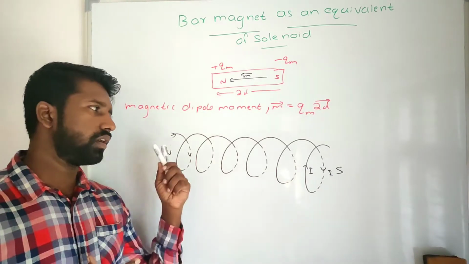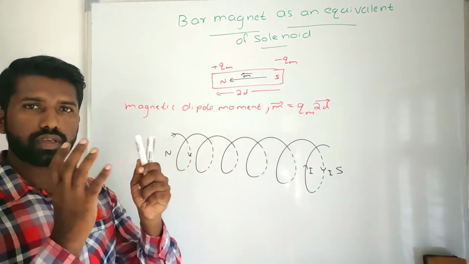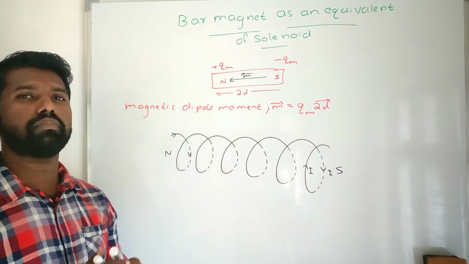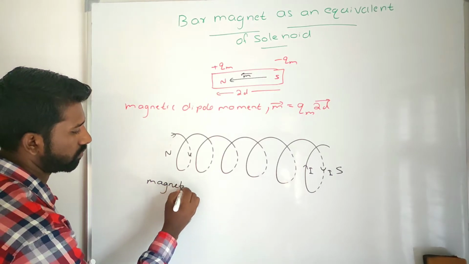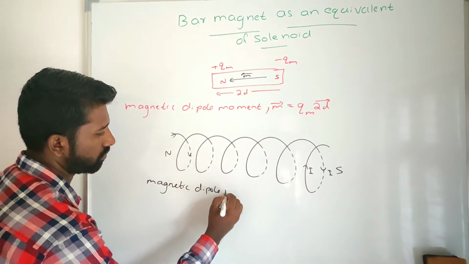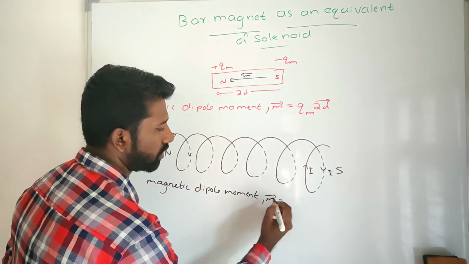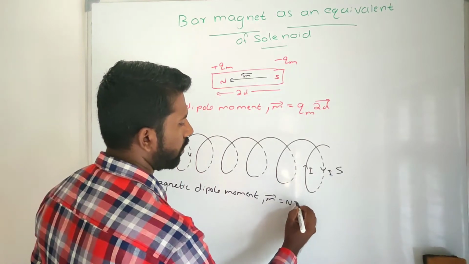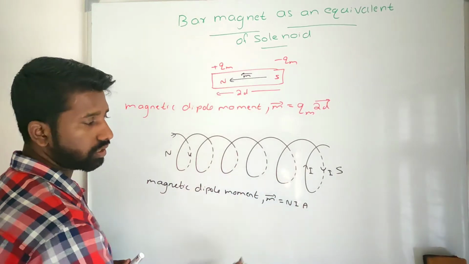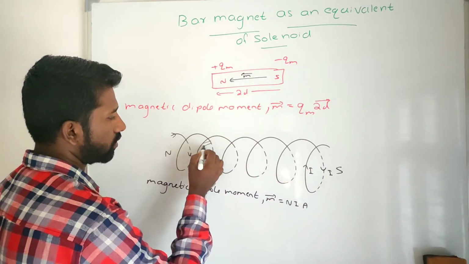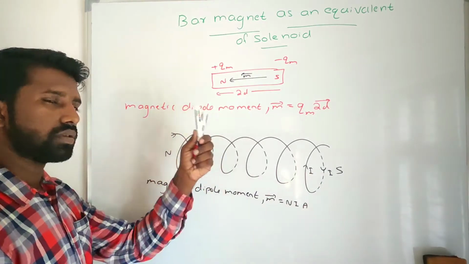The strength of the magnetic field we can find out by using a term that is magnetic dipole moment. The magnetic dipole moment of a solenoid, that is m, is equal to NIA. What is N? N is the number of turns, I is the current, and A is the area of cross section, like this. This is the area of cross section and this is the magnetic dipole moment.